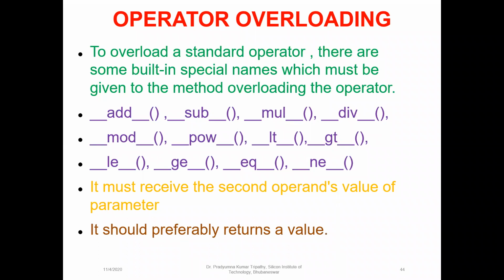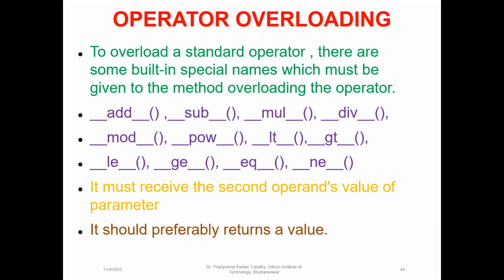There are some operators in Python, and you are giving them some additional meaning. Suppose there is a plus operator. The plus operator adds two integers, two floats. There is a meaning which is already defined for plus. But if I am adding two objects, it will not work. So in that case, what it should do, you have to define.